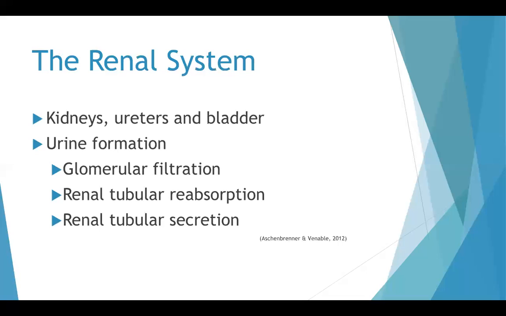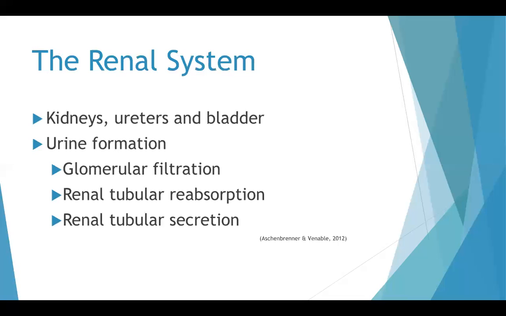Our bodies have two tubes called ureters that transport waste and fluids from the kidneys to the bladder. The bladder is a sac-like organ that stores urine prior to excretion. So, urine formation. Urine is formed in the kidneys through three complex processes: glomerular filtration, renal tubular reabsorption, and renal tubular secretion. These all take place in the nephron of the kidney.